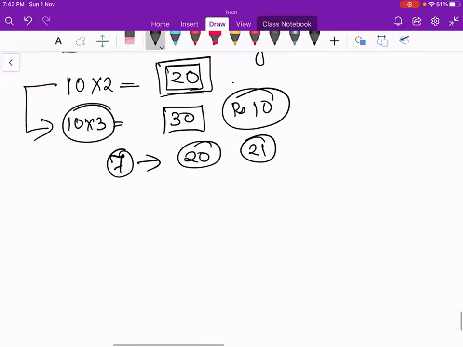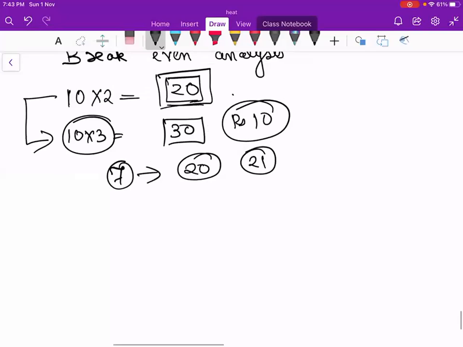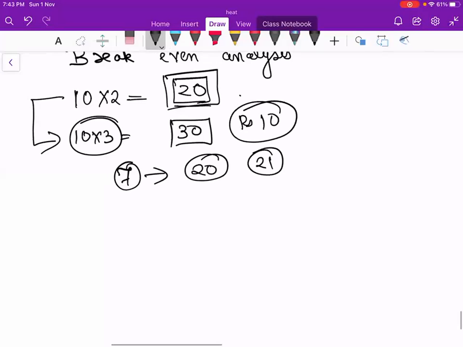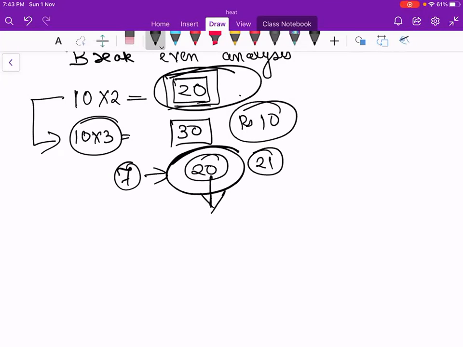Okay, in short, the break even point is that whatever money you have invested, once you get back that money, that is the break even point for you. You have invested 20 rupees. The moment you get your 20 rupees back, that chocolate will be your break even point.